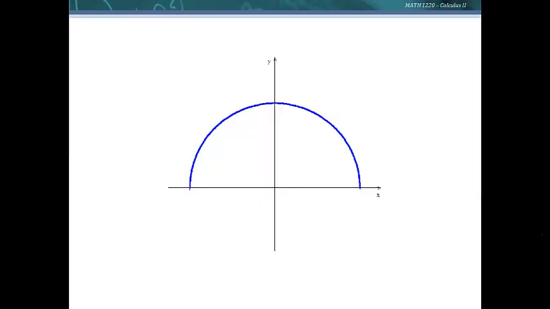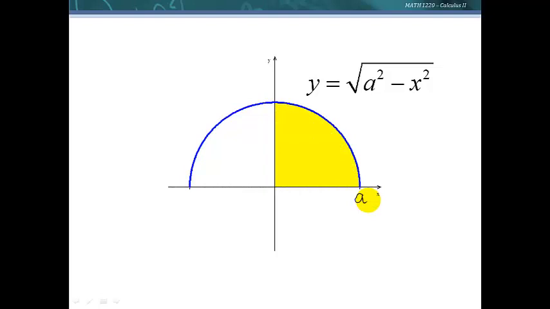First of all, let's look at a half circle, and we know that the equation for this half circle would be y equals square root of a squared minus x squared if a is the radius of the circle. So if we were interested in finding the area under this curve using calculus, we could integrate from 0 to a.